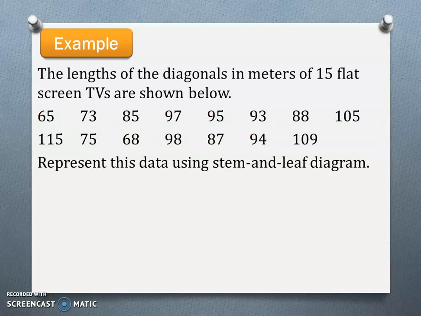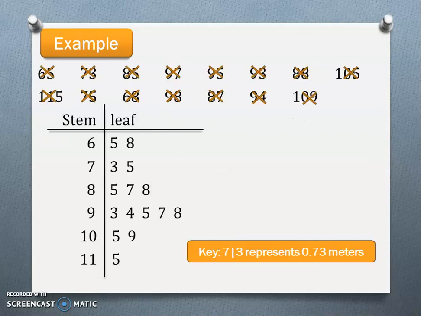Now again following the same procedure, 65 is the smallest number, 115 is the largest number. Put your stem, follow the same procedure to put the elements of the leaf and complete the diagram. This is how your diagram should look like. Do not forget to mention the decimal in the key.